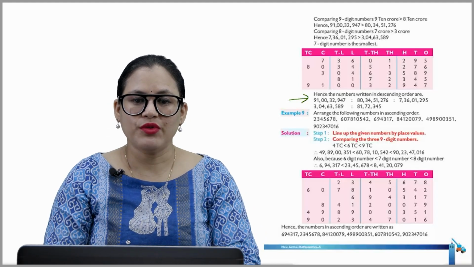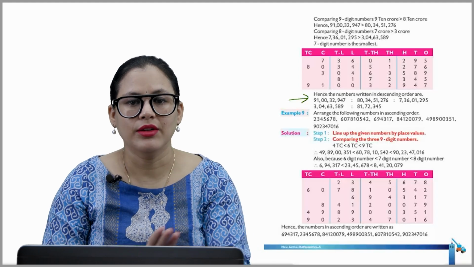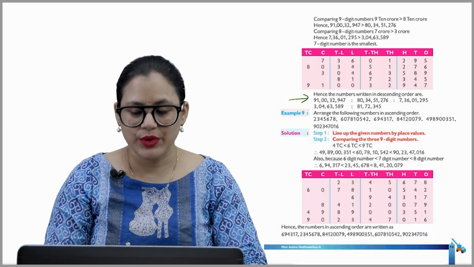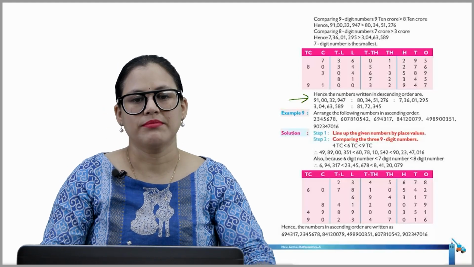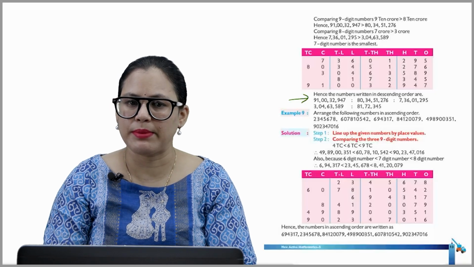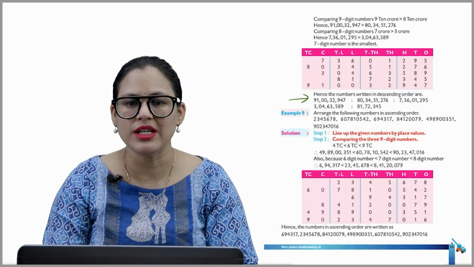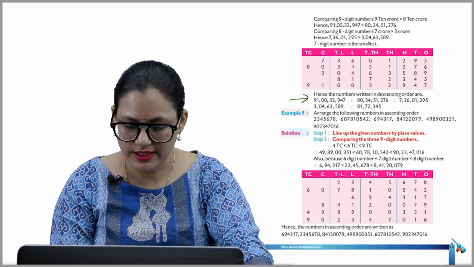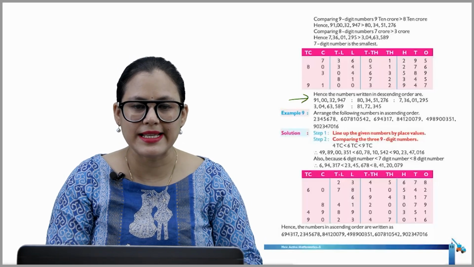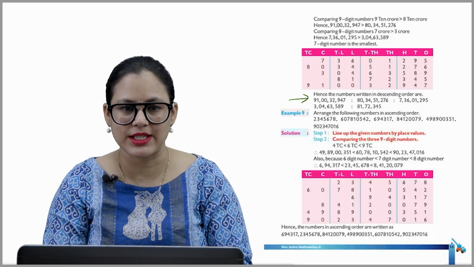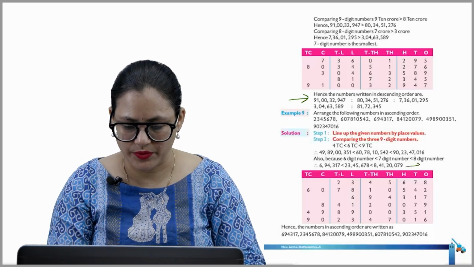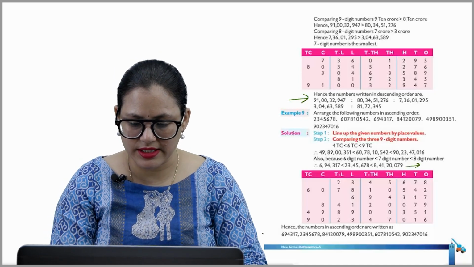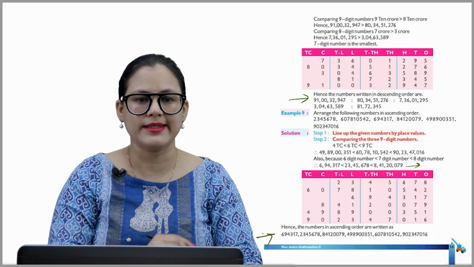Now next number, arrange the following numbers in ascending order. Okay, so you have given the numbers. So step 1, line up the given numbers by place values. Step 2, comparing the 9-digit numbers. See, what we find? This is the ascending order, because a 6-digit number is less than a 7-digit number, which is less than an 8-digit number. So this is the order. Hence the numbers in ascending order are written as these.